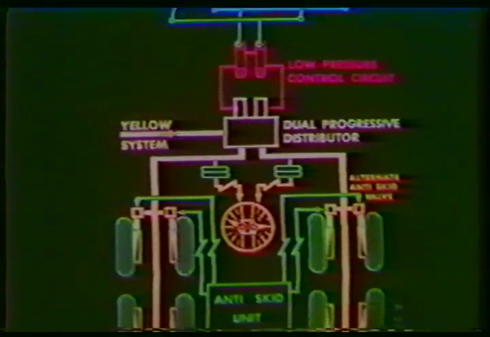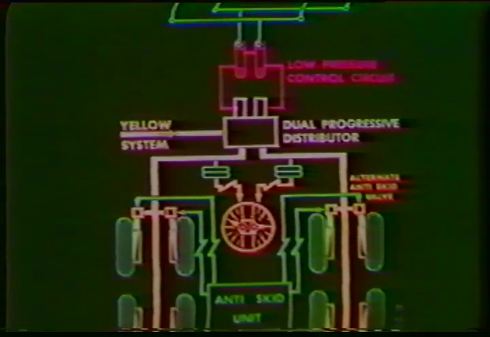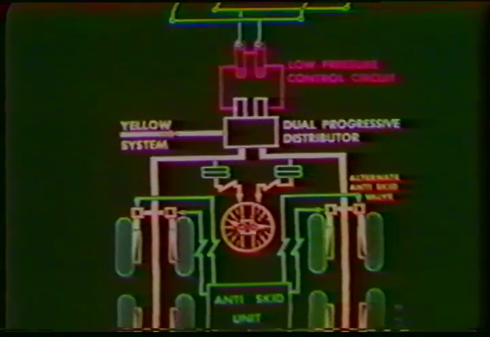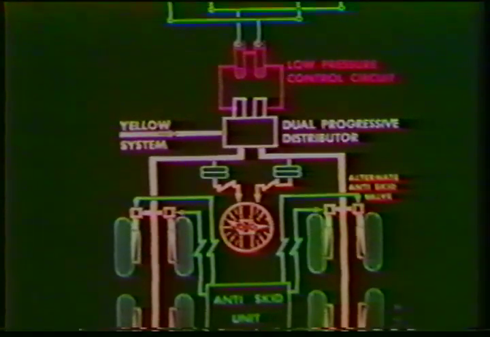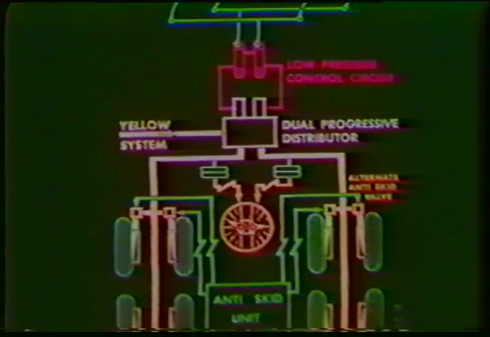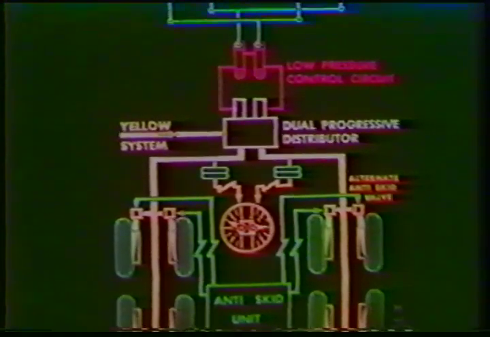Yellow system pressure is modulated by a dual progressive distributor controlled hydraulically by a low pressure or master cylinder type circuit. This modulated pressure is delivered to the 4 alternate anti-skid valves of each gear and is monitored by a dual brake pressure indicator.